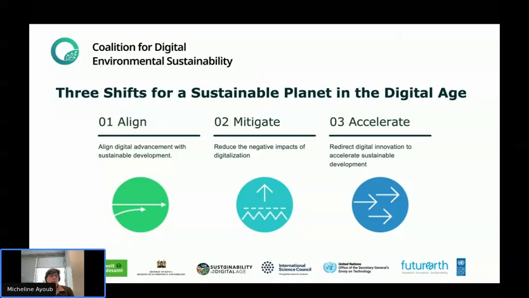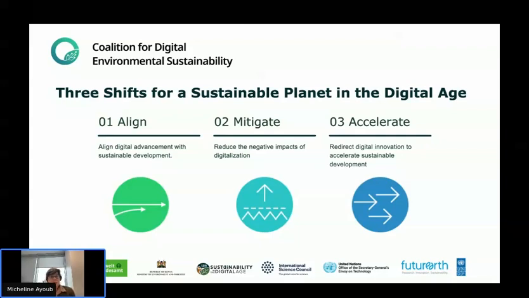This is what CODES is for, and CODES also works towards aligning the advancement and the innovation of digital tools towards sustainability in themselves. And in this case, we are working in collaboration with the United Nations Environment Programme, the International Science Council, the Office of the Secretary General's Envoy on Technology, as well as the Ministry of Environment and Forestry and Climate Change of Kenya, and the German Agency of Environment, or UBA.